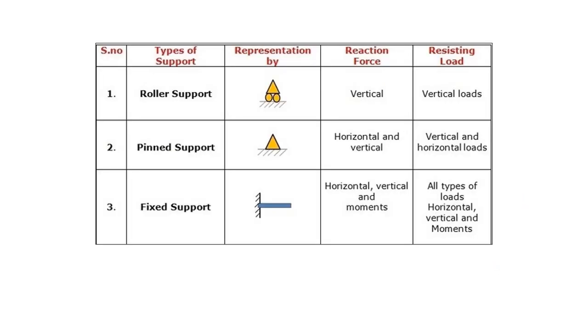Now, a roller support will have a vertical force, resisting the vertical load. A pinned support will have horizontal and vertical reactions. So it will have a vertical and horizontal load. Fixed will have all three reactions generated here.